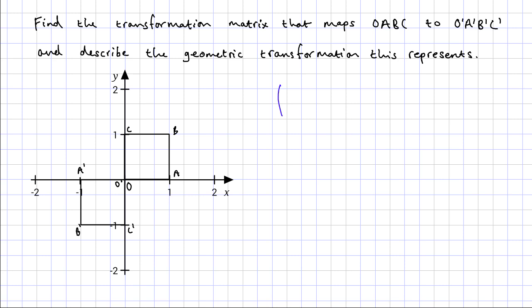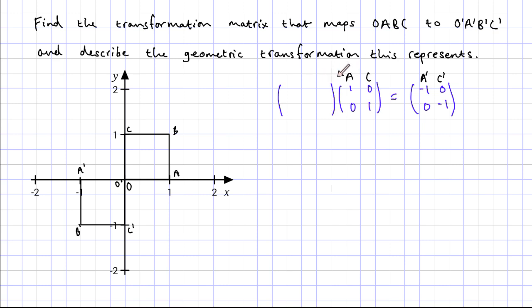So my transformation matrix multiplied by, so A is 1, 0, and C is 0, 1. Now I need to find this matrix, and I know that when I multiply this matrix with the identity matrix, my answer should be A' and C', because this is A and this is C. So let's write that. So this is A and that's C. And my answer should be, so A' here is minus 1, 0. So minus 1, 0. And then C' here is 0, minus 1.